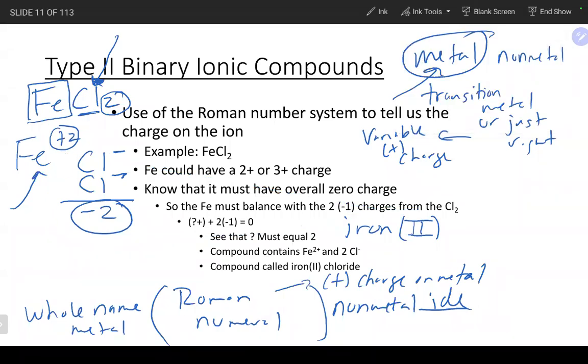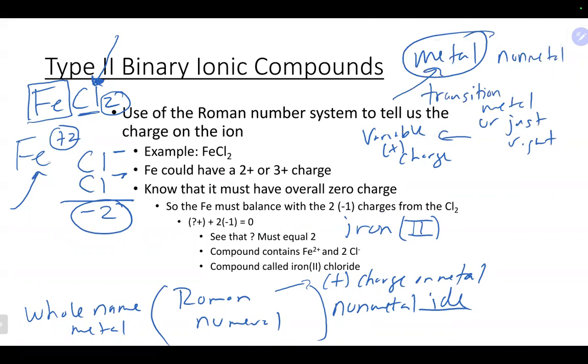All right. So the Roman numeral again is the charge on the metal. The last part is Cl, which is named just like we did type 1. I don't care about the 2 on the Cl. It doesn't matter to me. This is going to be chloride. Once again, no prefix here. So this is going to be iron, Roman numeral 2 chloride.